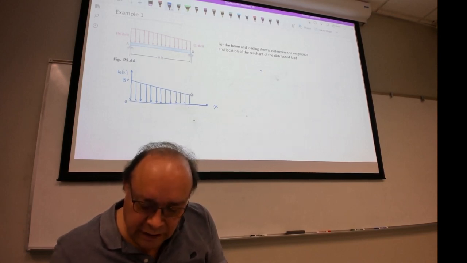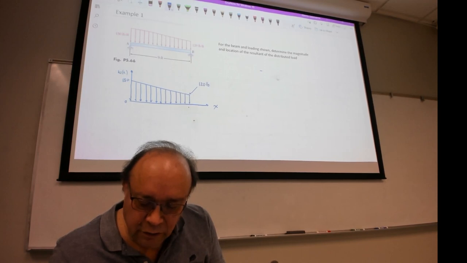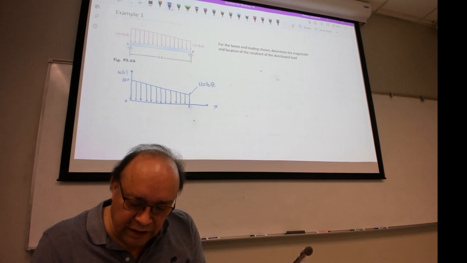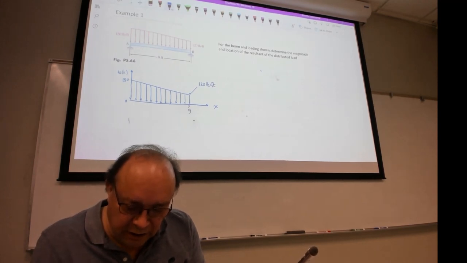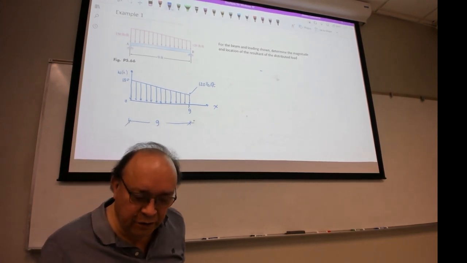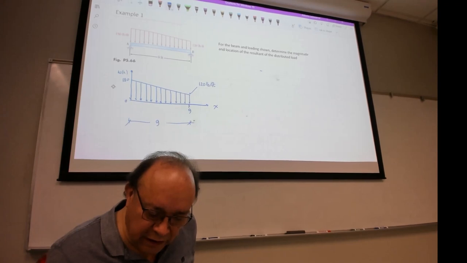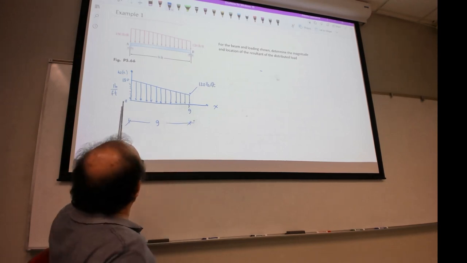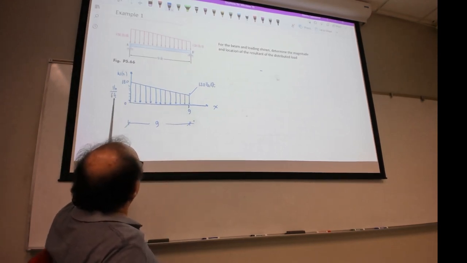And this intensity here is 120 pounds per foot. And this location, this x here is 9. So that means that this length is 9, right? The units on this axis are pounds per foot. If you have a scale here, it will be in pounds per foot, right? This is 150 pounds per foot.